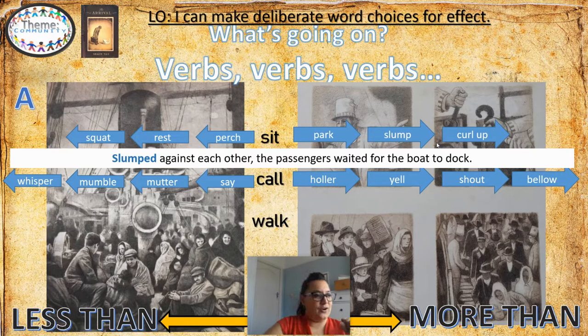Okay. Let's think about maybe the guard over here, right behind my arrows there. And he had the megaphone in his hand and he's pointing. Would you choose a more than or a less than word? Okay. Let's see it in action. Take the time now to pause the video and to write down your sentence using your more than or your less than word.